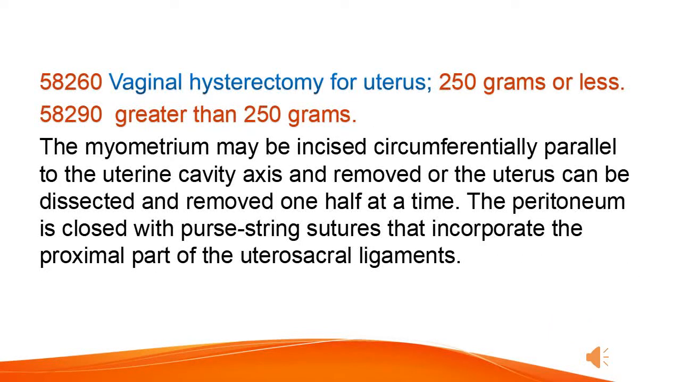Vaginal hysterectomy for uterus, 250 grams or less. Greater than 250 grams. The myometrium may be incised circumferentially parallel to the uterine cavity axis and removed, or the uterus can be dissected and removed one half at a time. The peritoneum is closed with purse string sutures that incorporate the proximal part of the uterosacral ligaments.